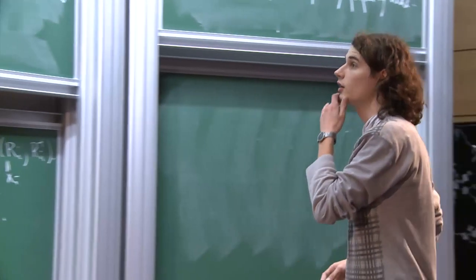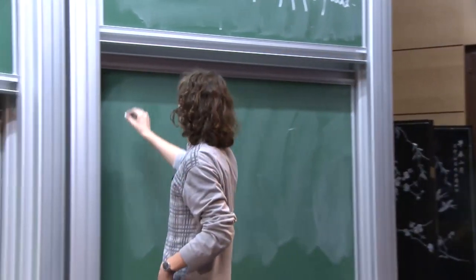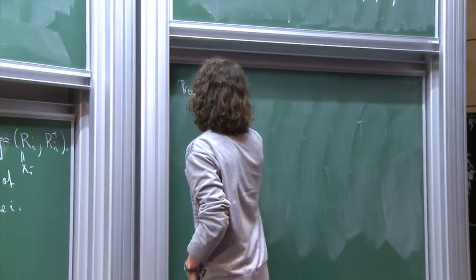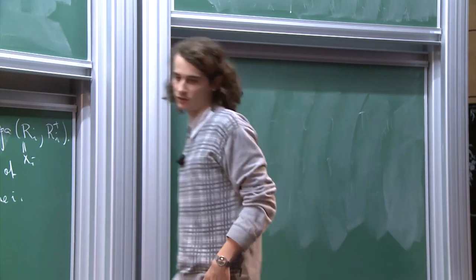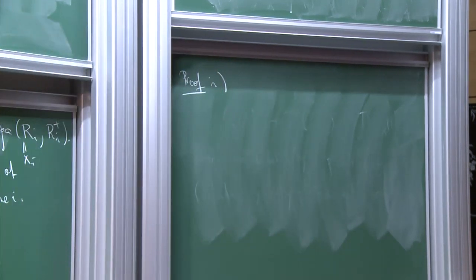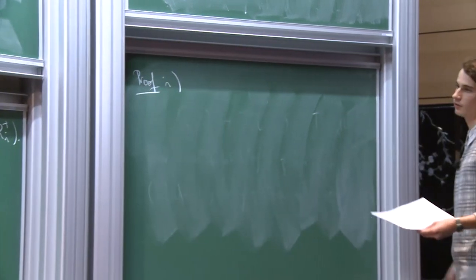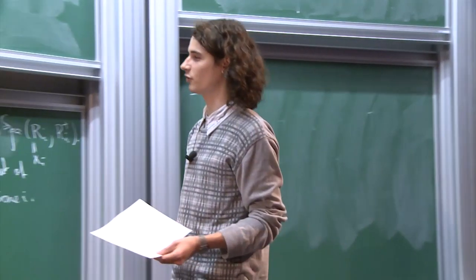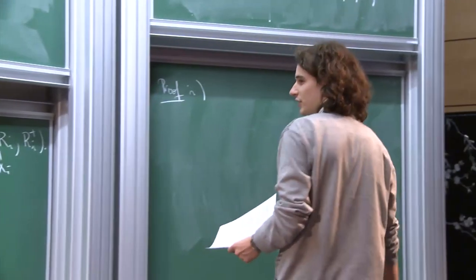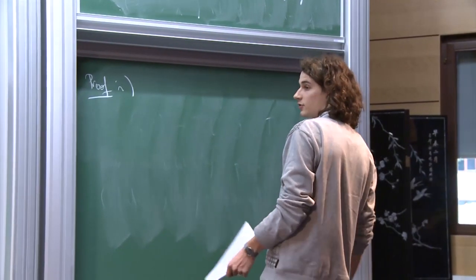Okay. So let's prove this. In some sense, the hardest part is part one, which is also not very difficult. We do just what we expect to do. For example, one can present any ring as a filtered direct limit of algebras of finite type.